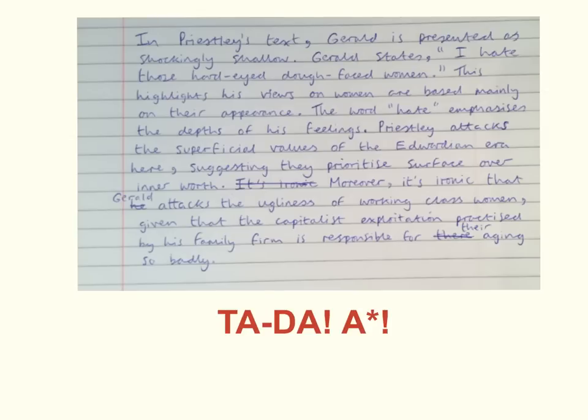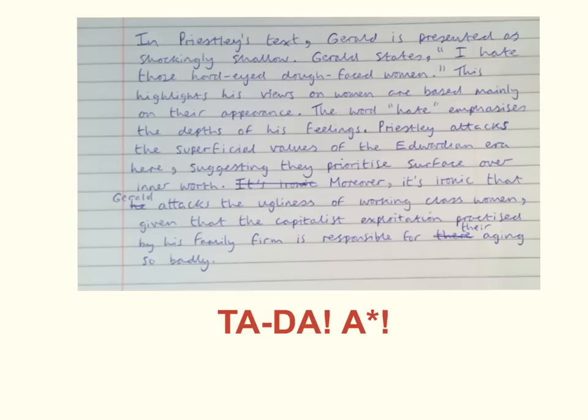Now, before we go on to the next few slides and begin looking at how this paragraph satisfies the examiner's criteria to get the A star, I just want you to lock on to a few details here. I'm abiding by, in this paragraph, the PEE format. I put in my point, which is linked to the essay question, then I add my evidence and then my explanation. My evidence is the line, Gerald states, "I hate those hard-eyed, dough-faced women." Now, I could have just said, "I hate those hard-eyed, dough-faced women." The fact that I started it with "Gerald states" is me embedding my quotation into my own sentence. And it just creates a little bit of fluency. The examiner appreciates that because it sounds better.